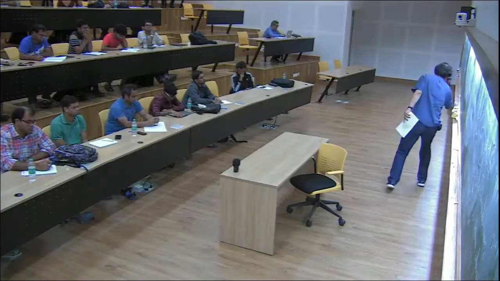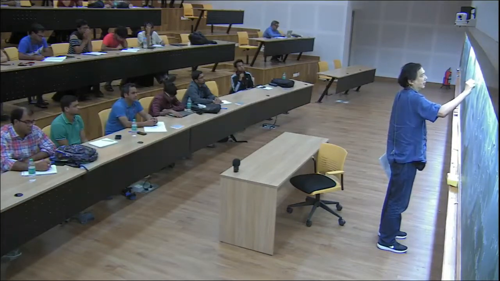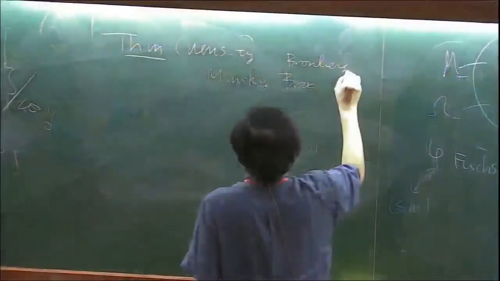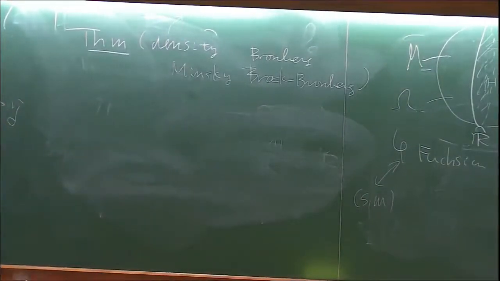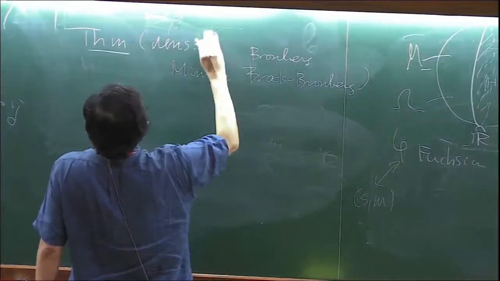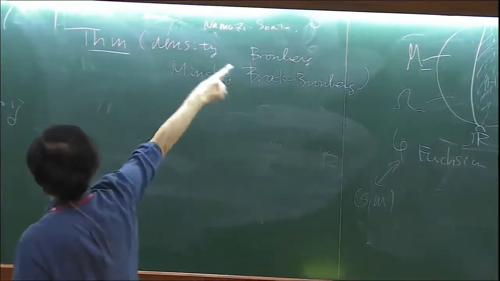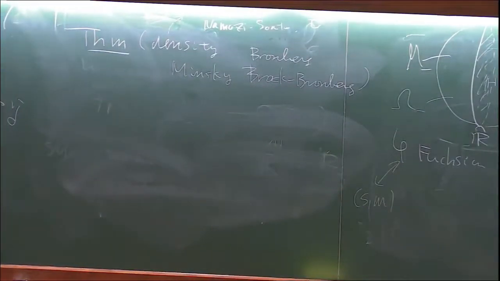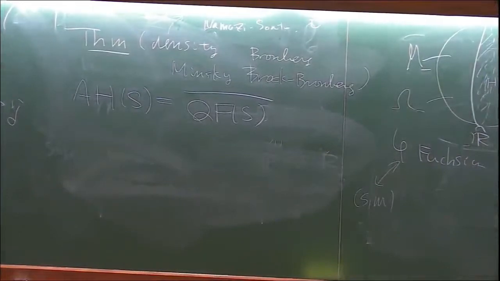In this version, it's proved by Minsky, Bromberg, and Brock. There's also a general density theorem for general Kleinian groups, which was proved by Namazi, Souto and myself. But in this setting, these three people proved that. The density theorem says that AH of S is the closure of QF of S. Therefore, we can understand the entire space of faithful discrete representations.